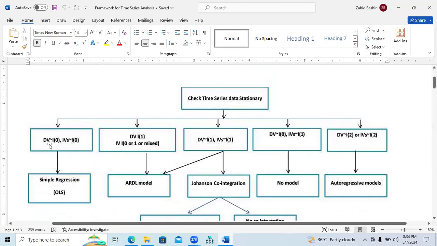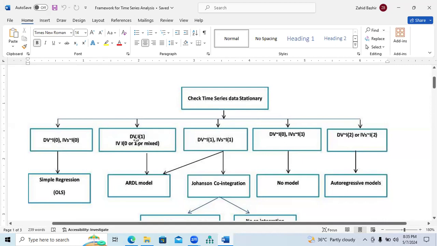For example, if your dependent variable is stationary at level and your independent variables are also stationary at level, so in that case, you are going to apply the simple regression or OLS regression. So OLS regression is basically finalized for hypothesis testing when the stationarity of your model shows that dependent variable is stationary at level and independent variables are also stationary at level. So in that case, you are going to apply the simple regression or OLS regression model.